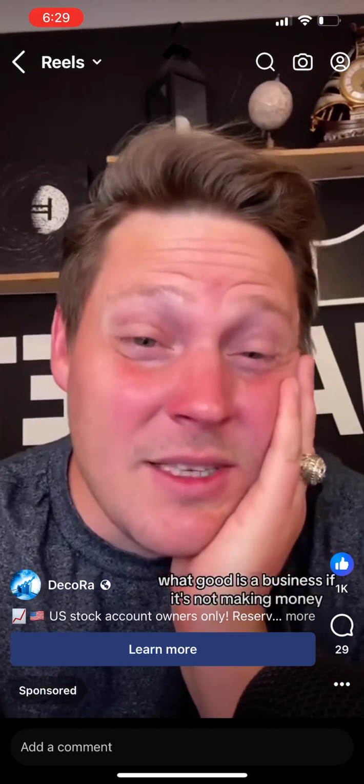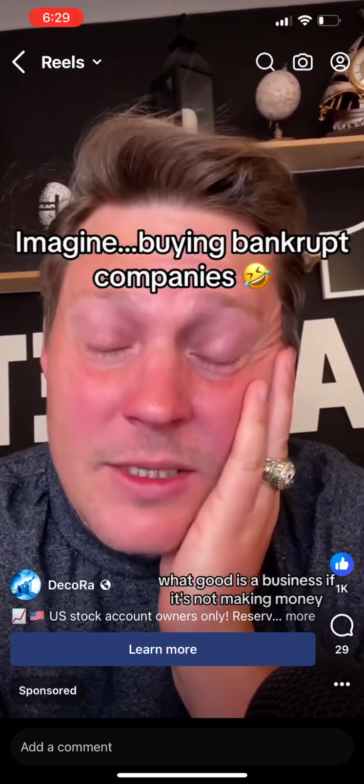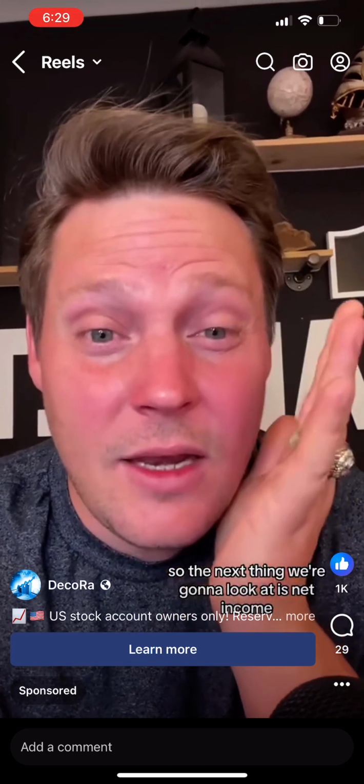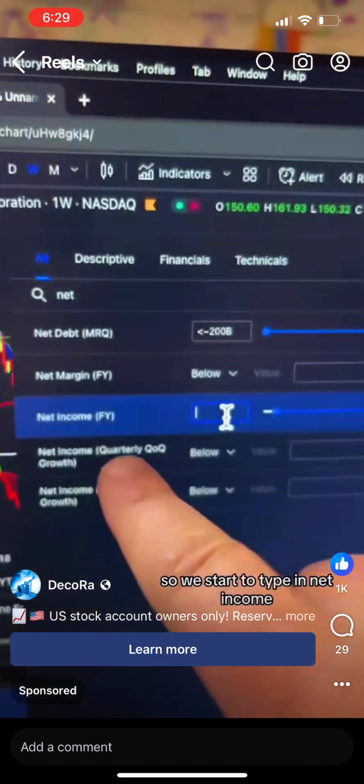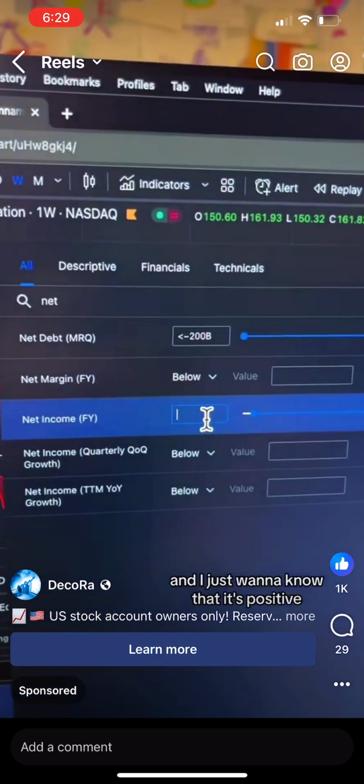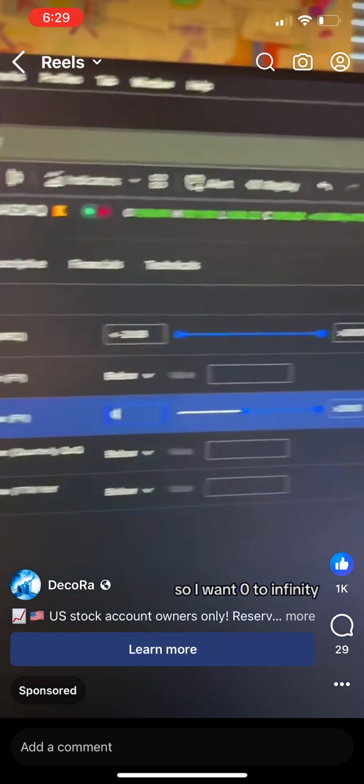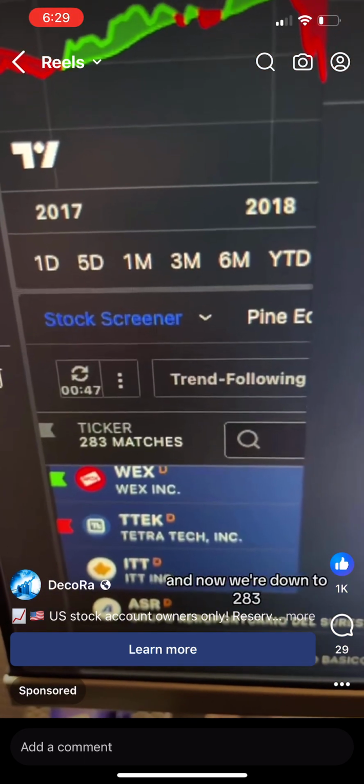Then what good is a business if it's not making money? So the next thing we're going to look at is net income. So we start to type in net income and there it pops up, and I just want to know that it's positive. So I want 0 to infinity. And now we're down to 283.